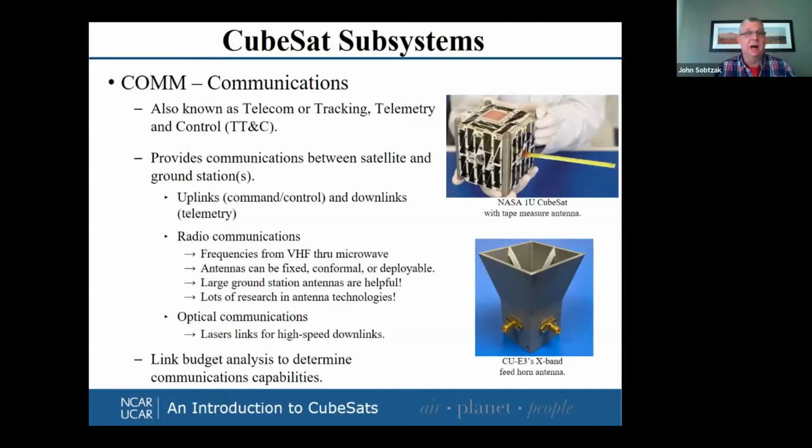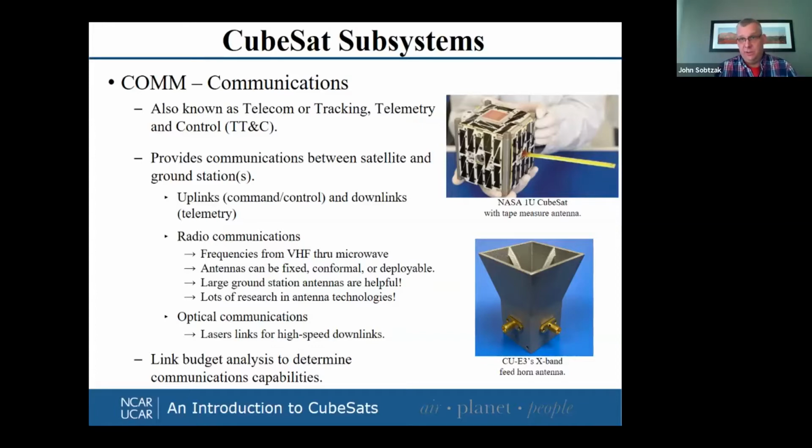Some of the big research is in optical communications. People want to get a lot of data from their satellite downlinked. Downlink is by far the largest demand on communication. So there's a lot of work on high-speed downlinks using optical laser technology.